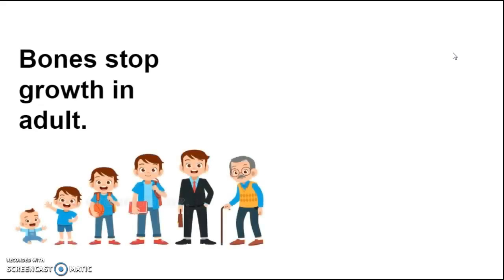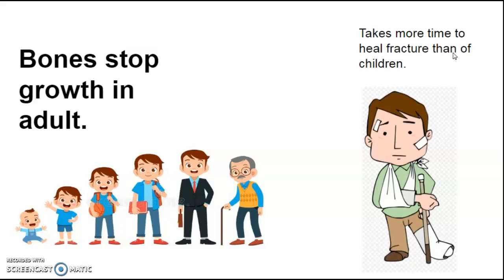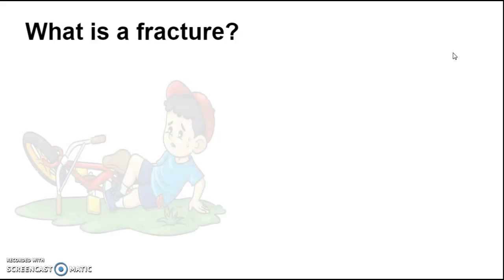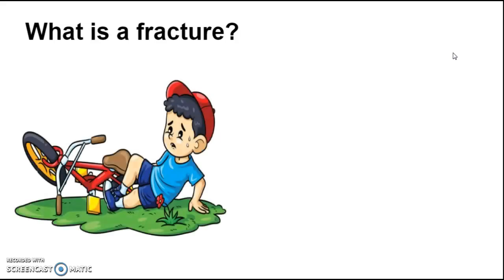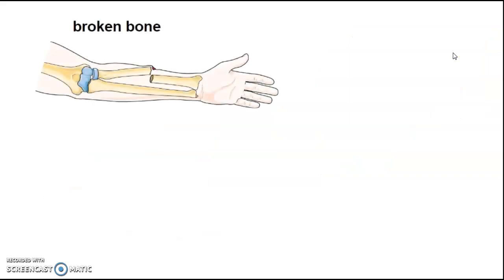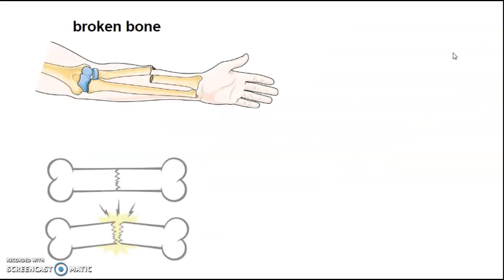Our skeleton also stops growing as we become an adult. That is why adults' bones take more time to heal after a fracture. Now what is a fracture? Well, sometimes we fall or have an unfortunate accident. In this, we may break our bone. Now this broken bone is known as a fracture.